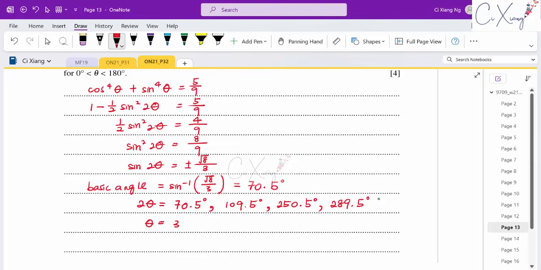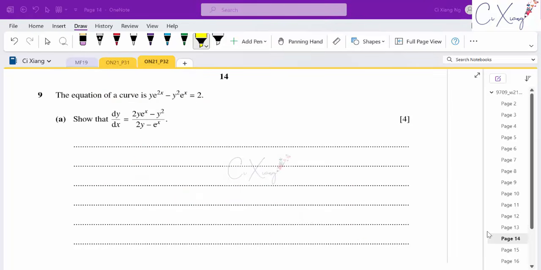Okay, so if you didn't make any careless mistake, by right your answer should look something like this after dividing all the answers by 2. So I have this, then 54.7, 125.3 and also 144.7. You can double check your final answer to ensure that theta lies between 0 and 180. So you can see very clearly that all our answers provided here are in the range. So very likely our answer should be correct, if I didn't make any careless mistake. Alright, so this is how we solve this question.